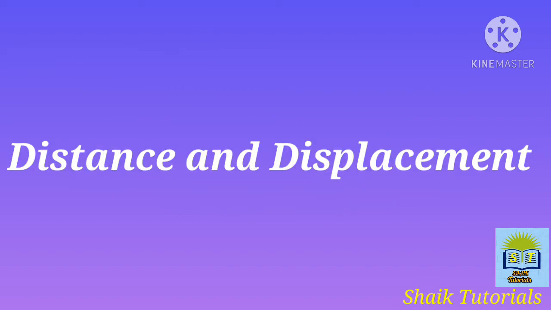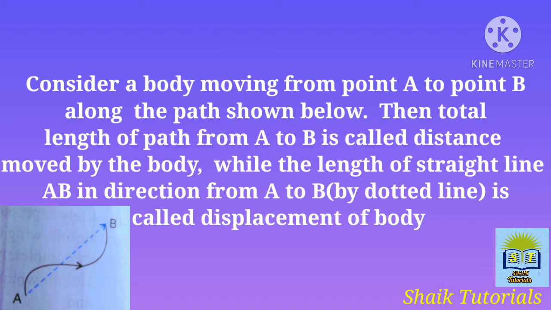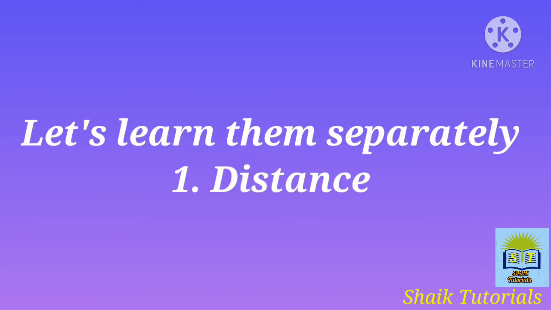Now, let's note distance and displacement. Consider a body moving from point A to point B along the path shown in the figure below. The length of the path from A to B is called the distance moved by the body, while the length of the straight line AB, in the direction from A to B, is known as displacement. So let's learn it separately.